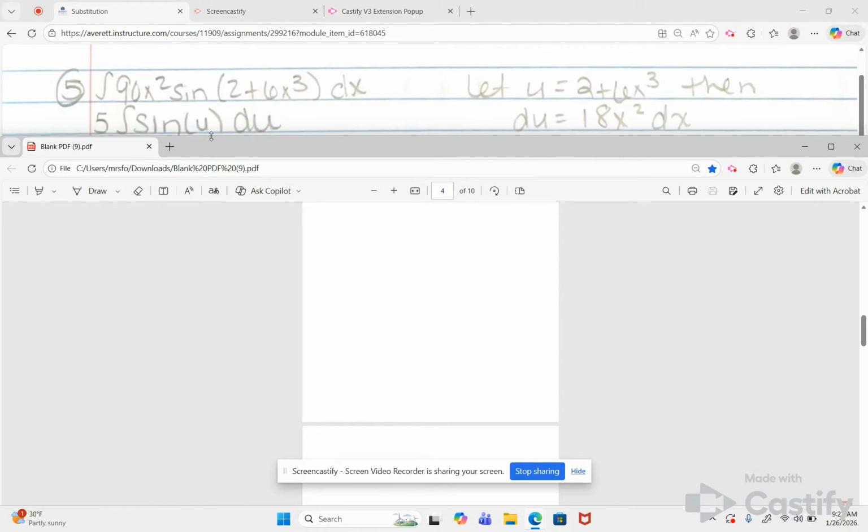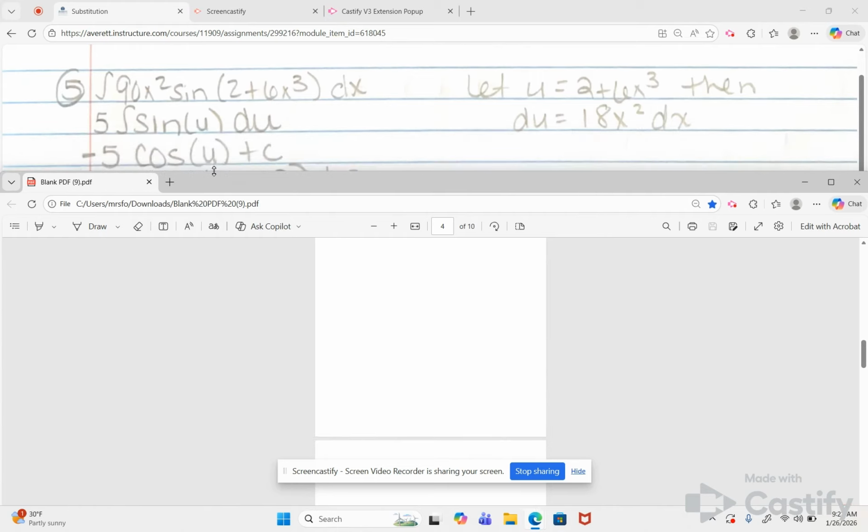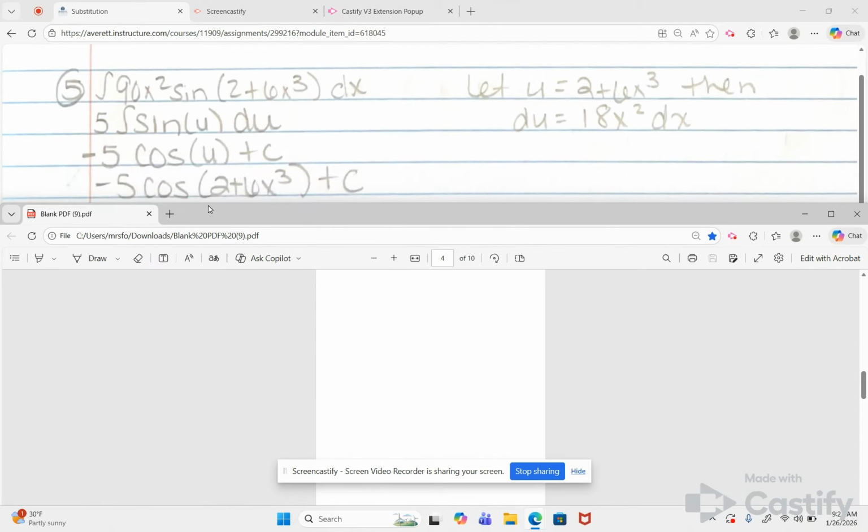If you remember the other day, we wrote down the antiderivatives. And so we know the antiderivative of sine is negative cosine. So we have a negative 5 cosine u plus c. Now, substitution. We need to go back in and replace the u with what u is. So that's going to become negative 5 times cosine of 2 plus 6x cubed plus c.